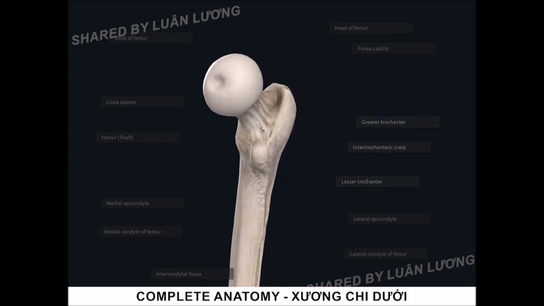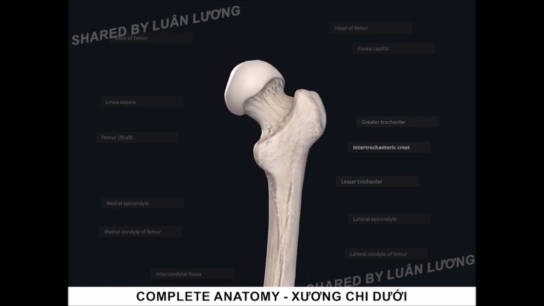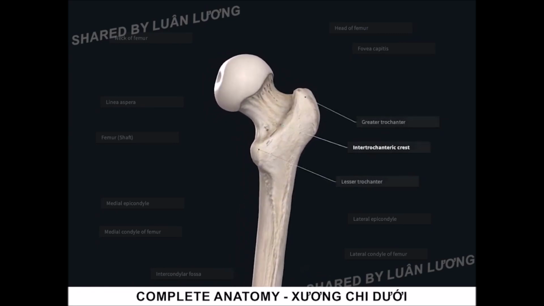You can see that there's a crest or a ridge of bone between the two trochanters, and that is known as the intertrochanteric crest. So these are going to be sites of muscle attachment for the muscles coming from the gluteal region.